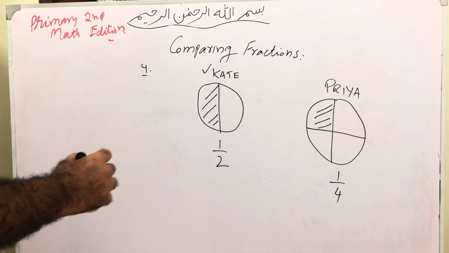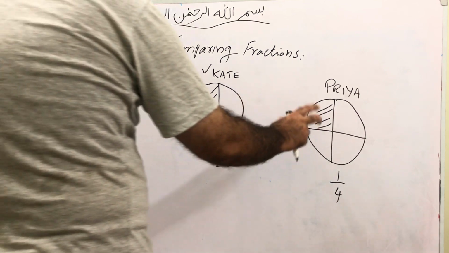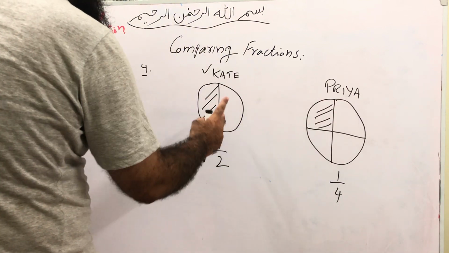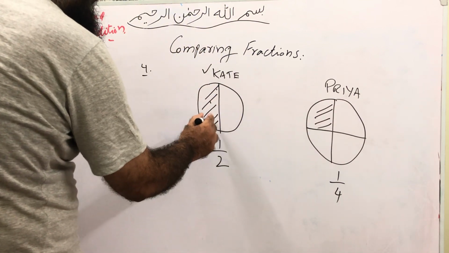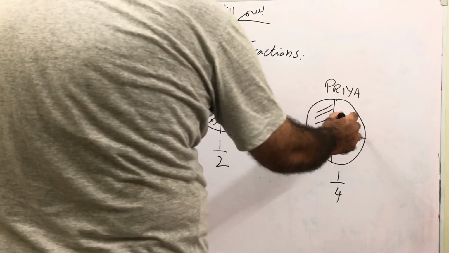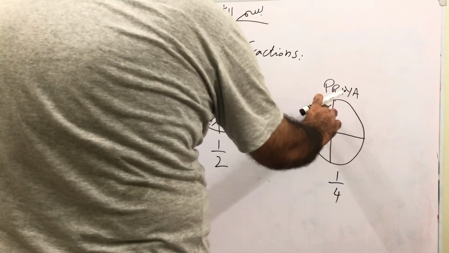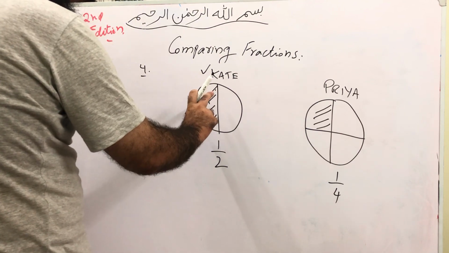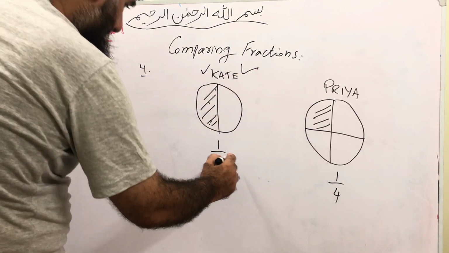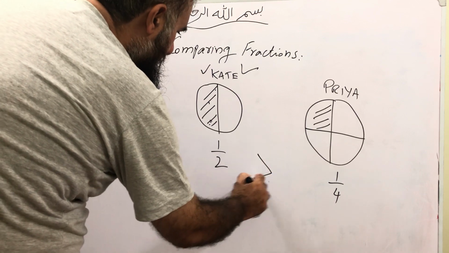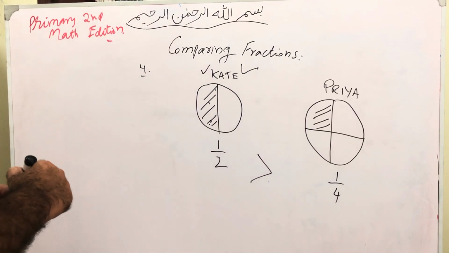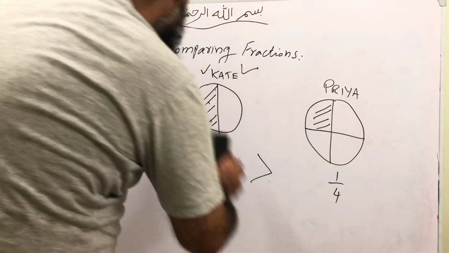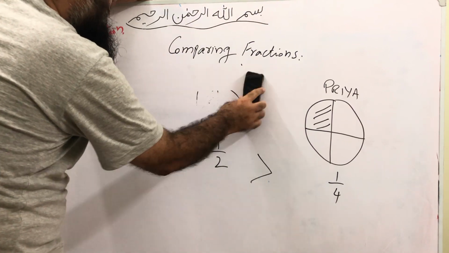Who ate more? If we see the size of cake is the same, here we did only 2 parts. This is the bigger part. Here we did 4 parts. So one part will be smaller as compared to this bigger part. So Kate ate more. We can say 1/2 is greater than 1/4. So Kate ate more cake than Priya. So this was question number 4.